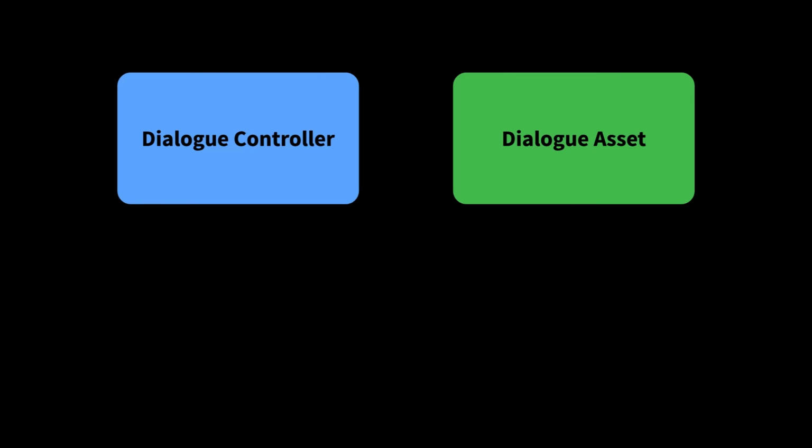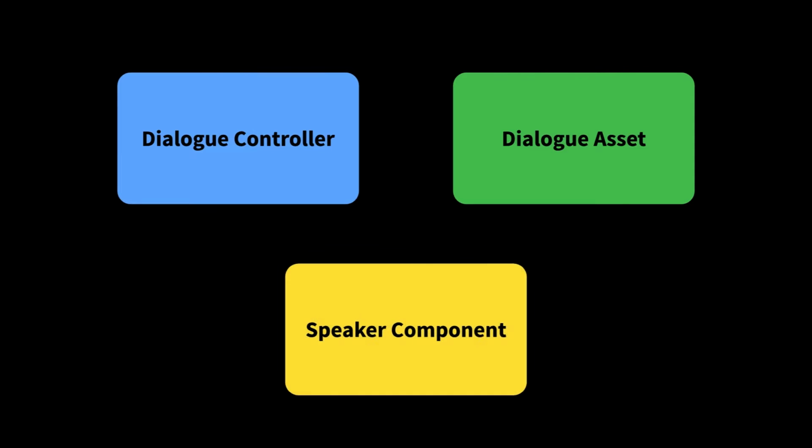With that out of the way, there are three key objects that we'll need to get dialogue set up. The first one is the dialogue controller. You can think of this as the conductor or the traffic cop for your dialogue. It essentially governs the look and feel of your dialogue and what happens when your player interacts with it. The second key object is the dialogue asset. This is where you get to write the content of the dialogue itself, who says what and when. Finally, we have the speaker component, which attaches to your characters and lets them interact with your dialogues.